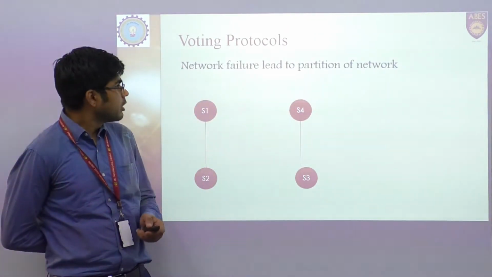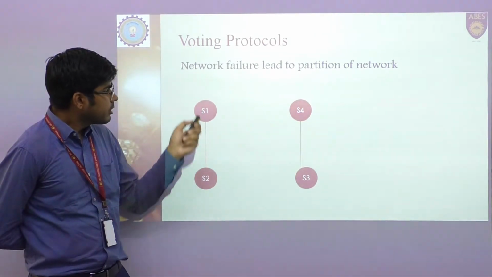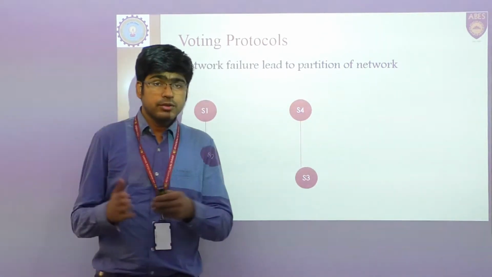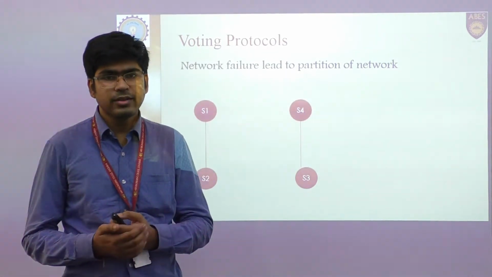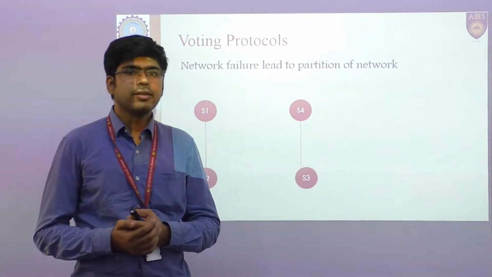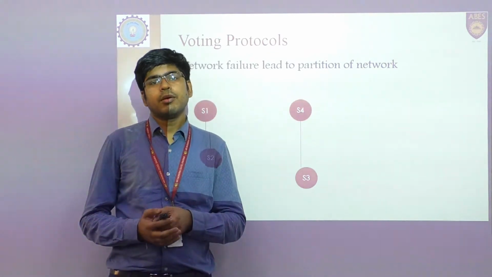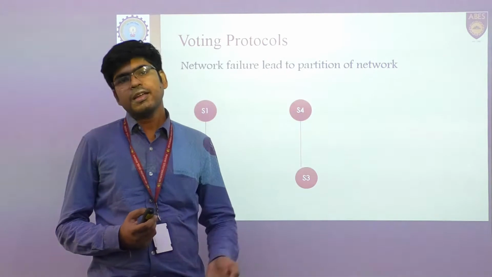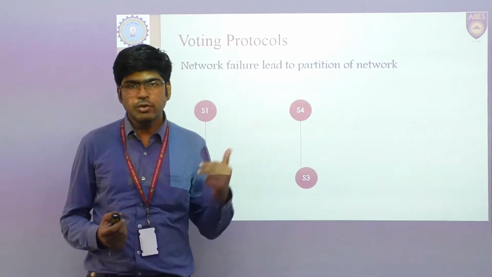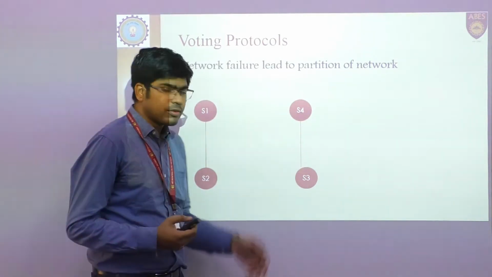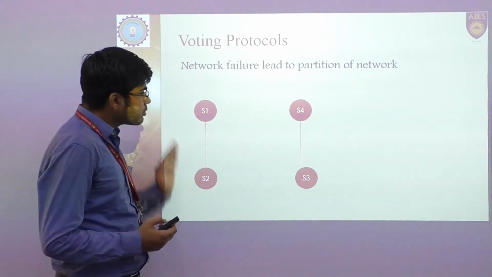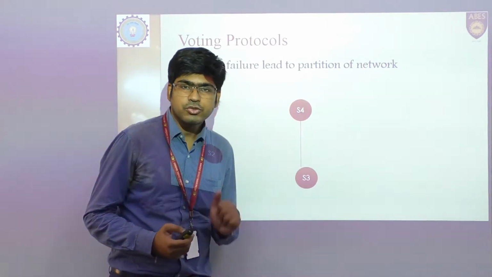Similarly, what happens if some of the links between two sites, or two or three more sites, get disconnected? Again it is a kind of network failure, but in a different way. In the first case, there was a message failure; we were not getting the messages. In the second case, a particular process or site goes down. In the third case, there is a network failure and it has partitioned my network. Now we can see that S1 and S2 are disconnected from S3 and S4.